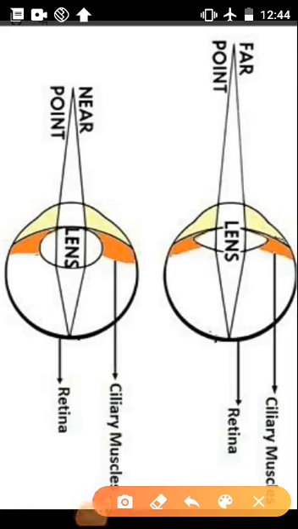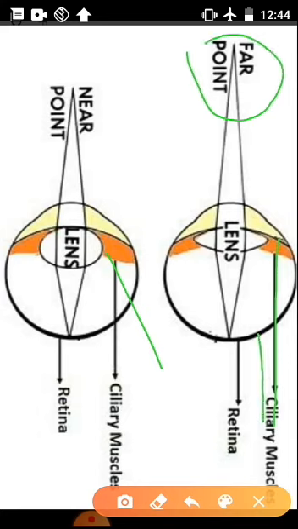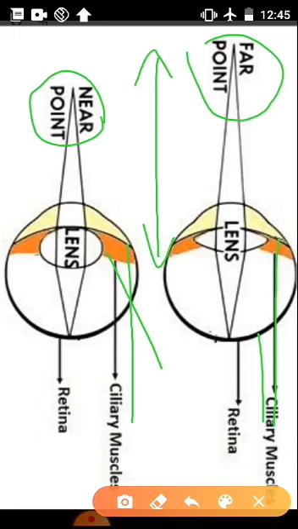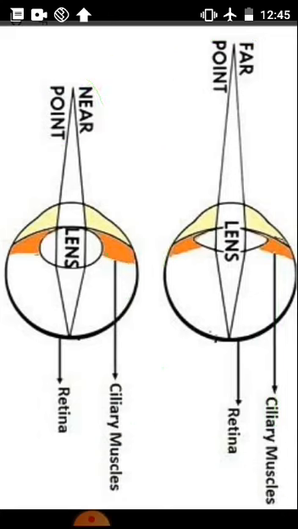And see this picture and compare the ciliary muscles of the human eye. Okay, compare the ciliary muscles. In the far point, the ciliary muscles are relaxed. In the near point, the ciliary muscles are contracted. And this is the focal length. Okay.